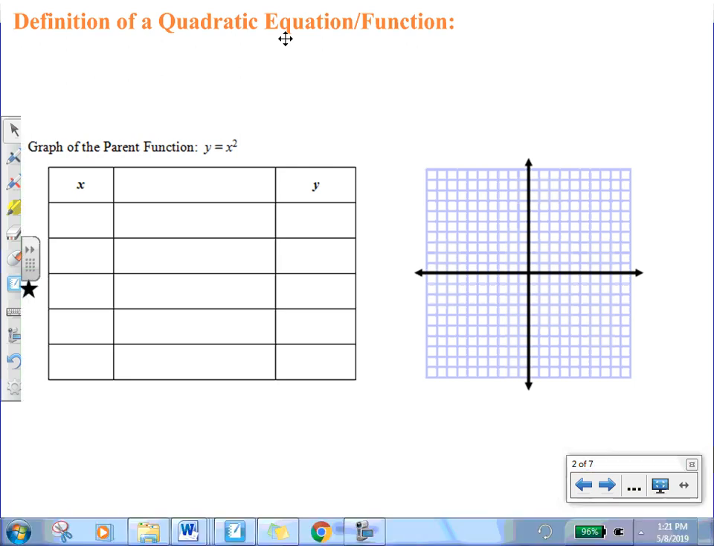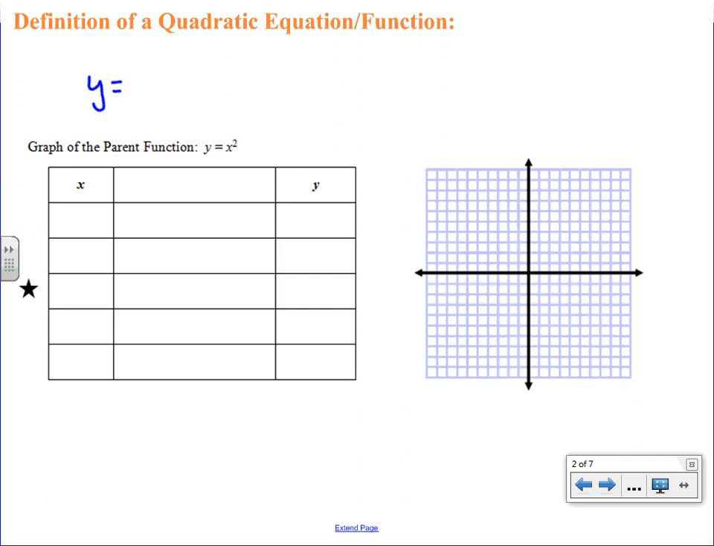So to get started, we are going to look at the definition of a quadratic function. And sometimes I'll say function, sometimes I'll say an equation. They both really mean the same thing. And what we're talking about is that standard form equation, y equals ax squared plus bx plus c. So we're used to looking at this because we've been factoring things in this form.